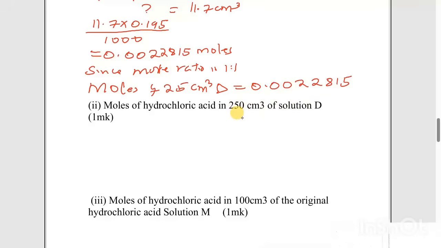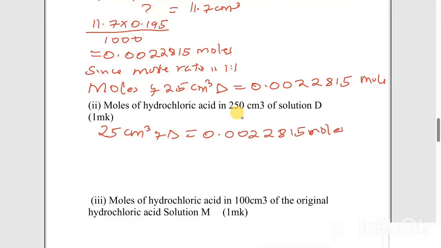So this is simple. Now we have the moles in 25 centimeters cube of D, so we will get into 250. That one is very simple. So we will say 25 centimeters cube of D contains 0.0022815 moles. We will simply ask 250 centimeters cube of solution D will contain how many? It is 250 over 25 times 0.0022815.